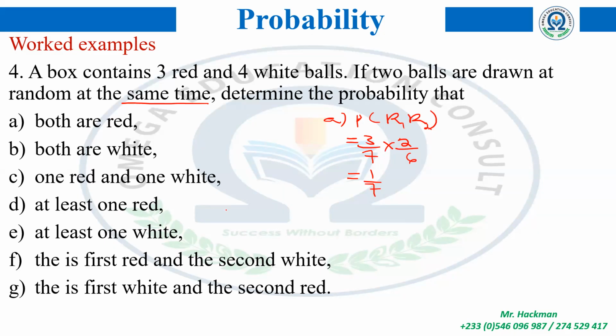Okay, so let's see. We are going to do the B and see whether... so B, we are looking at both are white. Or let me even do C, because B and A are similar.